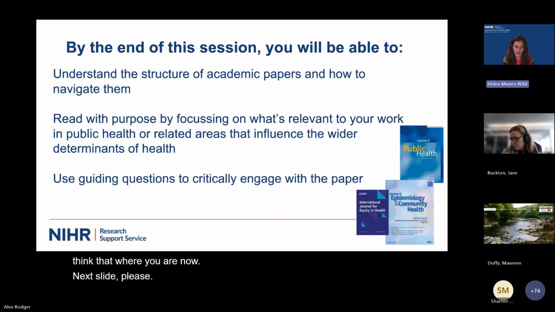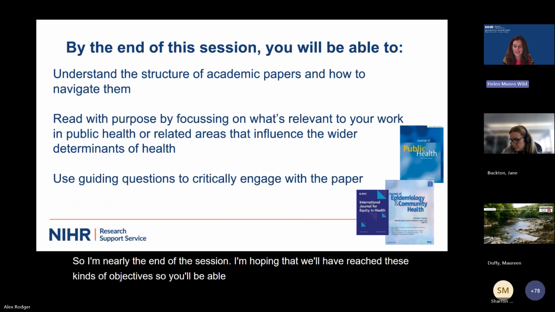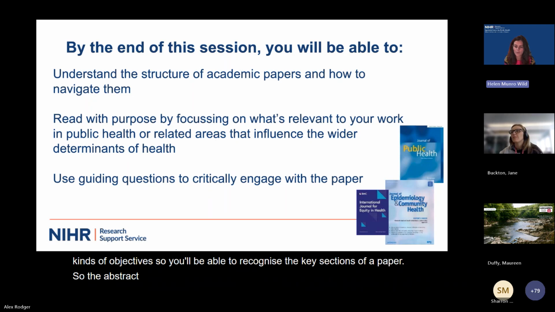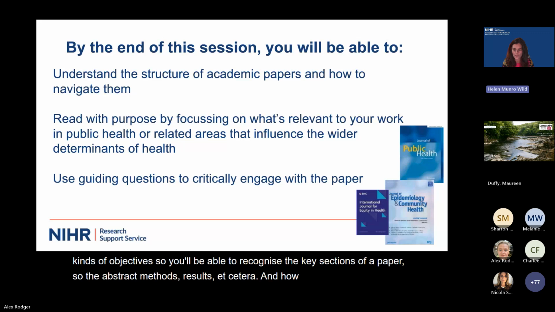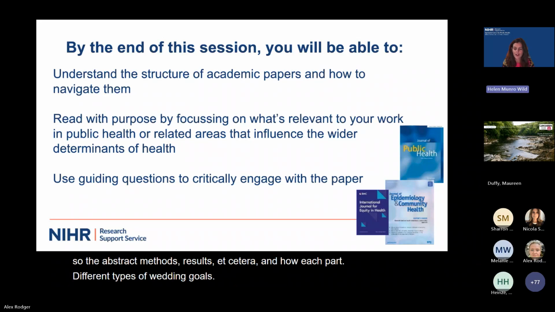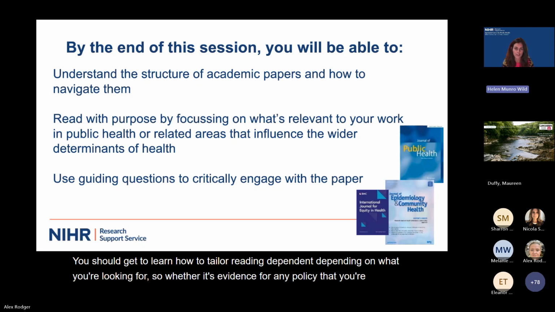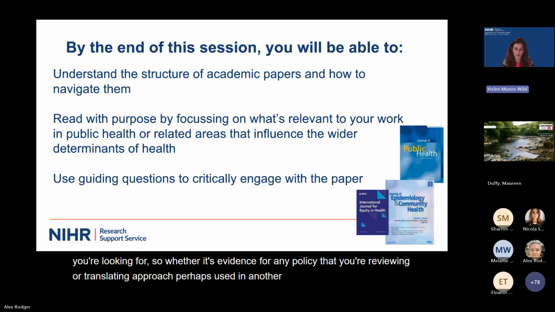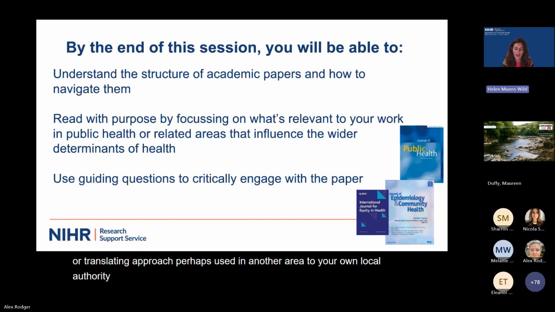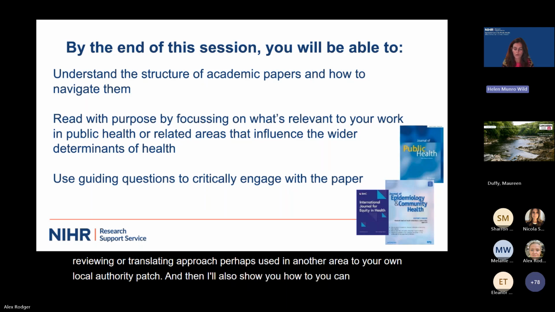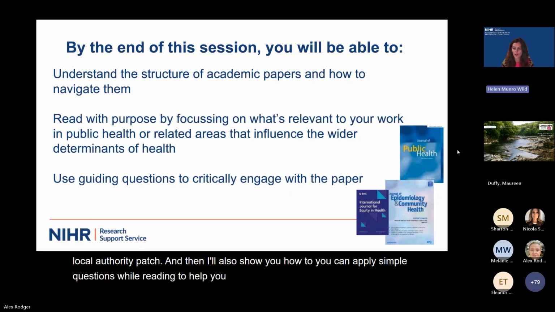So by the end of the session, I'm hoping that we'll have reached these kind of objectives. So you'll be able to recognise the key sections of a paper, so the abstract, methods, results, etc., and how each part supports different types of reading goals. You should be able to learn how to tailor your reading depending on what you're looking for. So whether it's evidence for a new policy that you're reviewing or translating an approach perhaps used in another area to your own local authority patch. And then I'll also show you how you can apply simple questions while reading to help you critically assess the approach and the findings. Next slide, please.